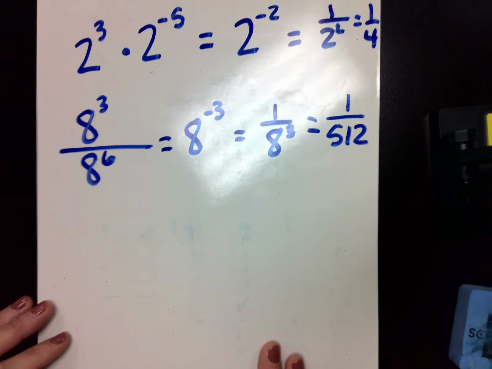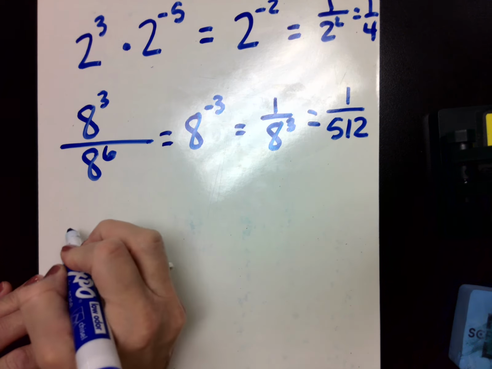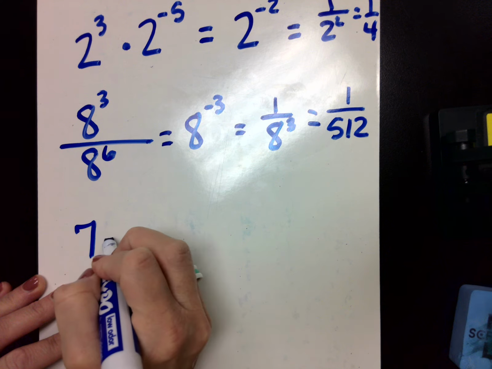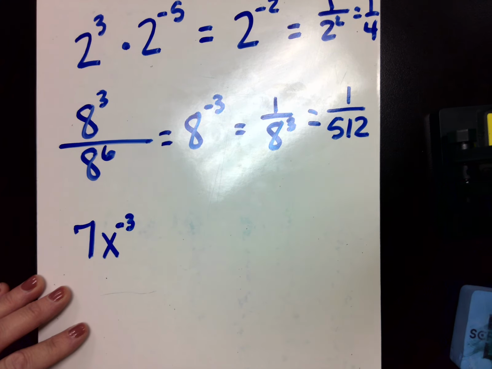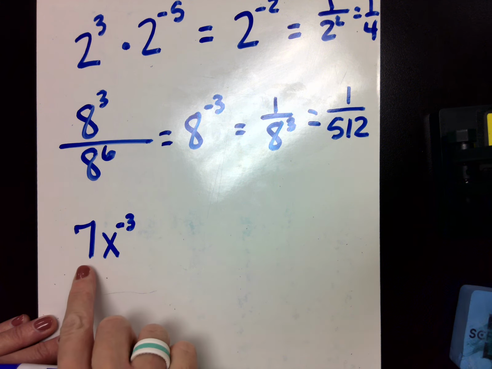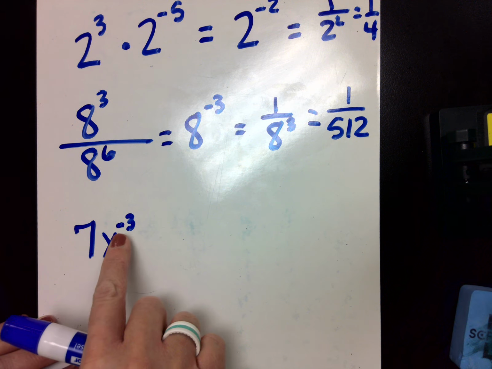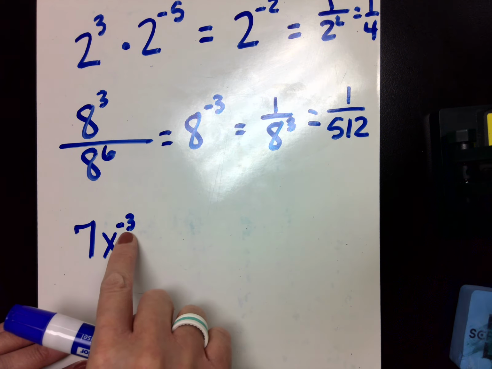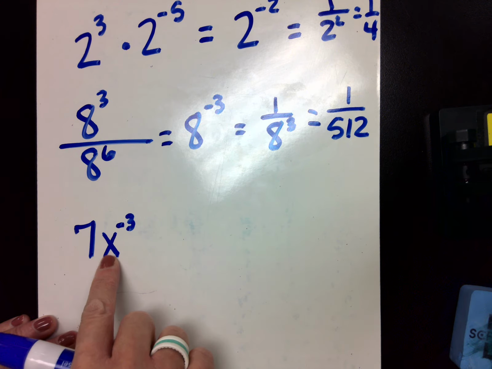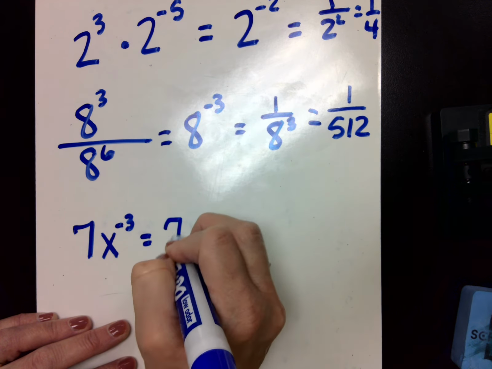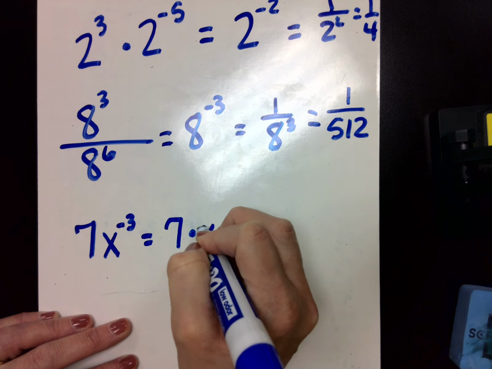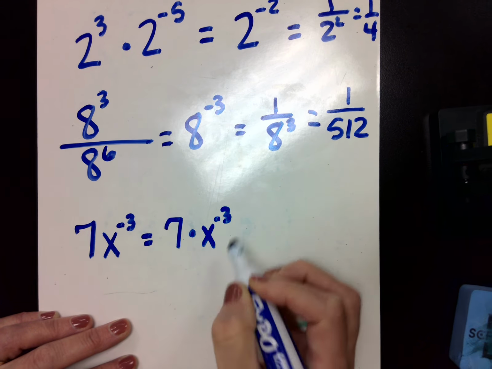Okay, now what if we had something like this? What if I had 7x to the -3 power? Well, this is the same thing as 7 times x to the -3 power. The -3 is only attached to the x. So I could rewrite it if I wanted to. I could rewrite it as 7 times x to the -3.